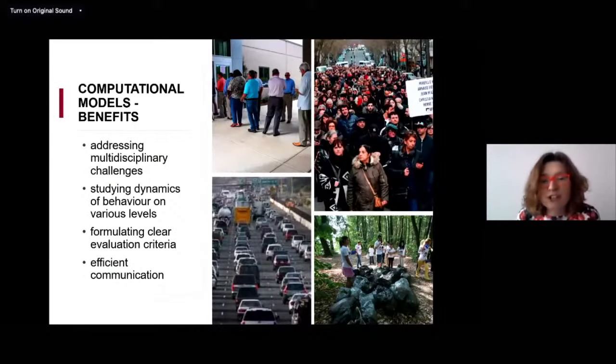The computational thinking in social sciences has many benefits. Some of them are listed on this slide. So first of all, they allow us to address challenges that are inherently interdisciplinary, such as ecological crisis, for example, or changing habits related to food consumption or energy consumption and so on. And this is because if different researchers have different models, they can be easily combined as long as they have similar assumptions underlying them. The second benefit is that it allows us to study dynamics of behaviors on various levels.